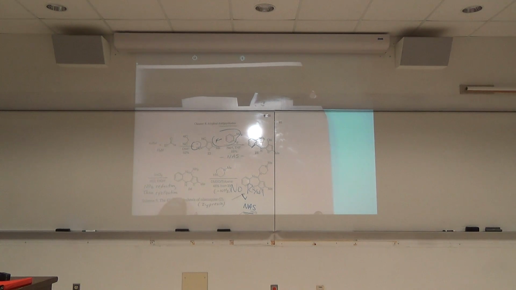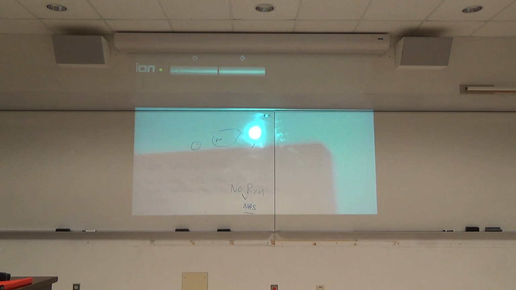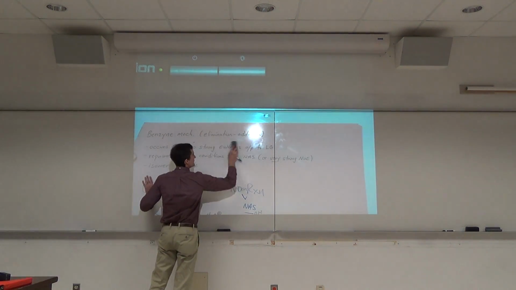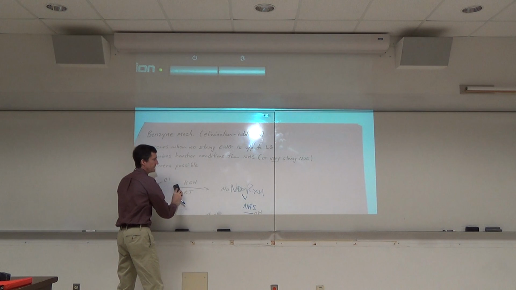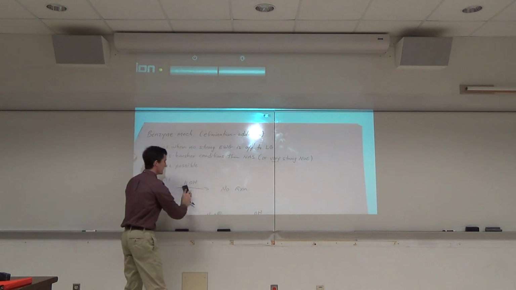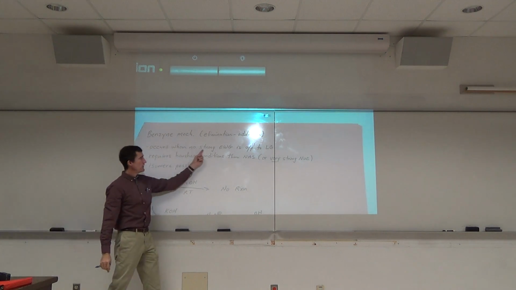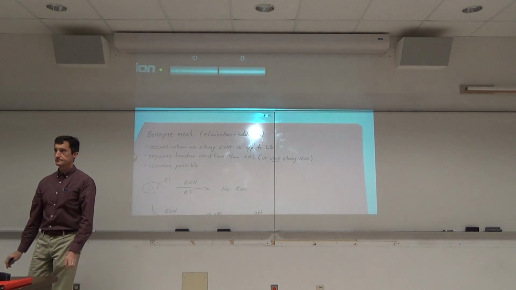Okay. Let's look at the benzyne mechanism. This is a second mechanism for nucleophilic substitution. It can occur when there's no strong electron withdrawing group.